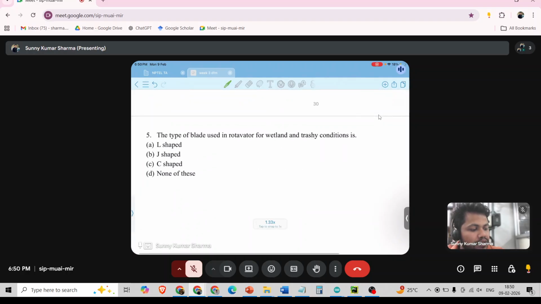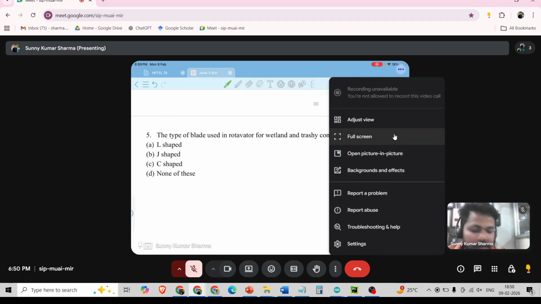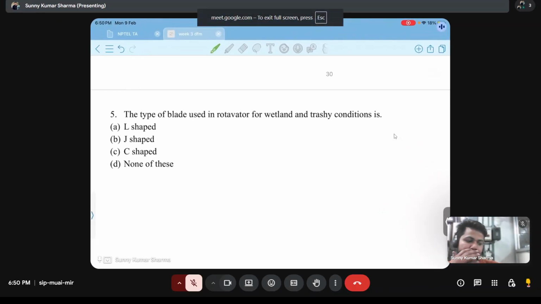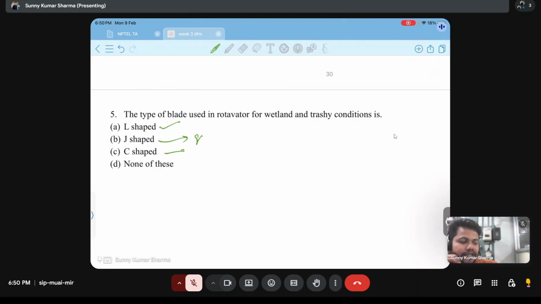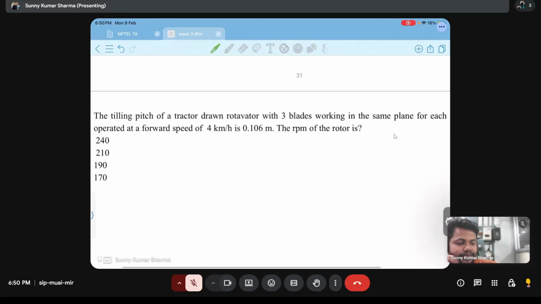Now, the type of blade used in a rotavator for wet and trashy condition. This we have just discussed, that in trashy condition we need L-shaped blade, J-shaped in grassy and C in dry land. So L-shaped is the correct answer. That is option A.